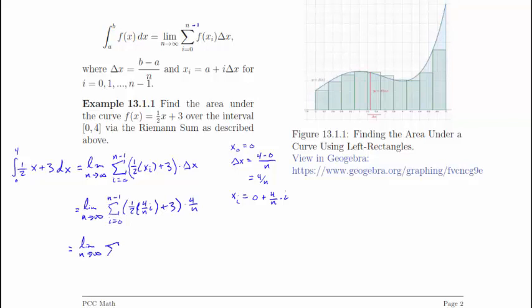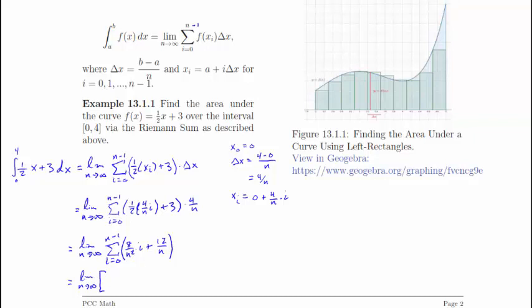So we'll just go ahead and distribute some stuff across here. The sum from i equals 0 to n minus 1 of, when I multiply this in, I'd have 2 over n times i, but multiply it by this, and we get 8 over n squared times i plus 12 over n. So this equals the limit as n goes to infinity of, so I'm going to do each of these individually.